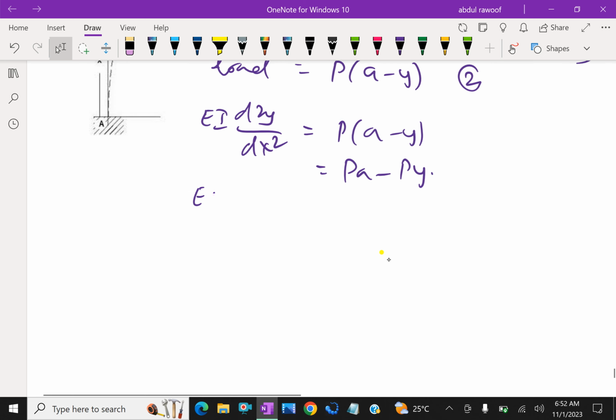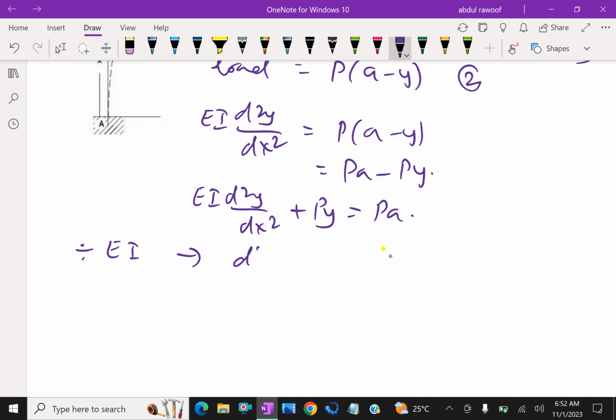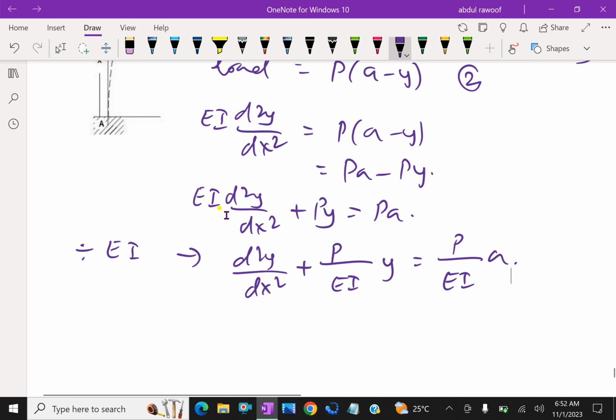Now collecting terms, EI d square y by dx square plus Py equals Pa. Dividing throughout by EI, we get d square y by dx square plus P over EI times y equals P over EI times a. That means we are dividing throughout by EI. Now, the solution of the differential equation.